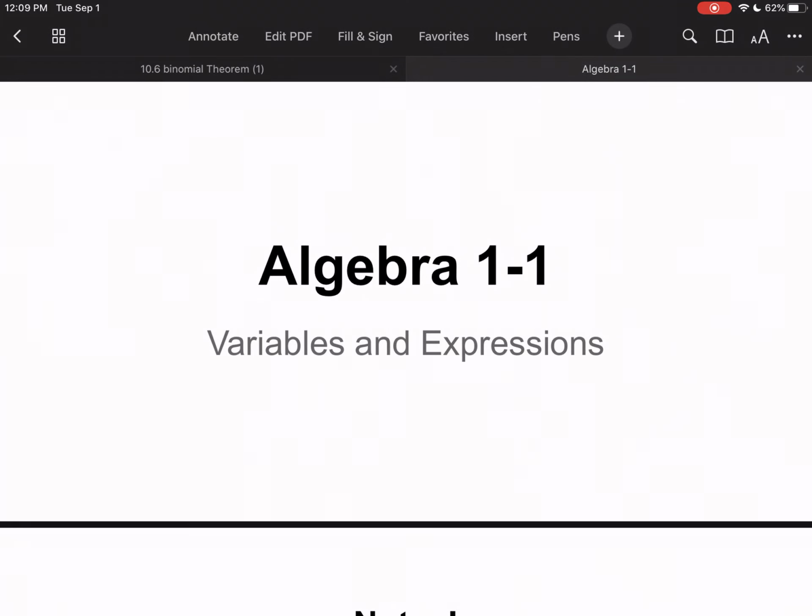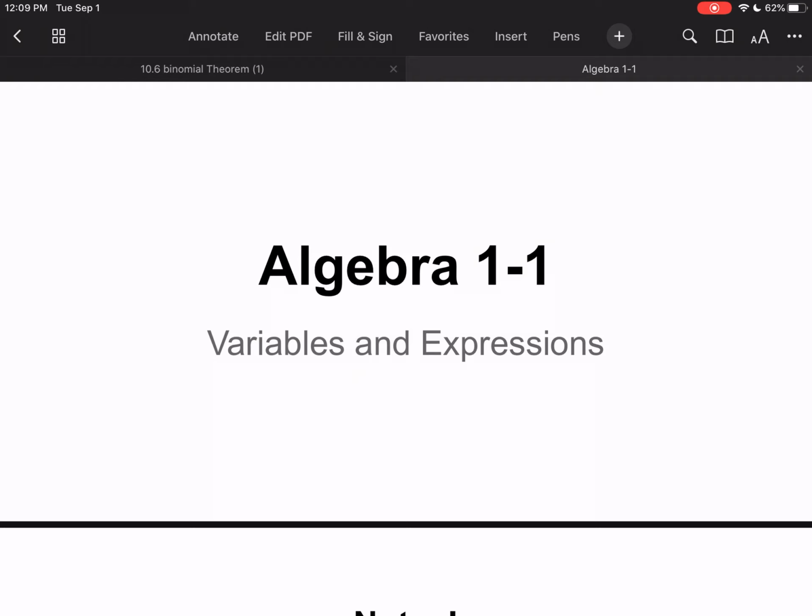All right, welcome to 1.1 of Algebra 1. Today we're going to explore variables and expressions. We've already talked about variables in the video that we did last time, but we're going to expand on that a little bit more.